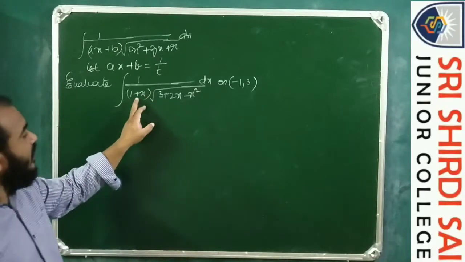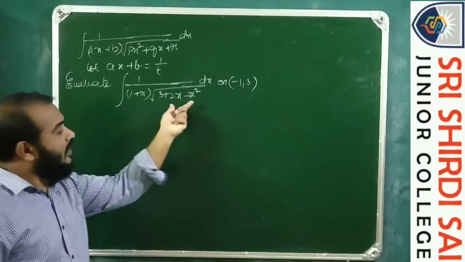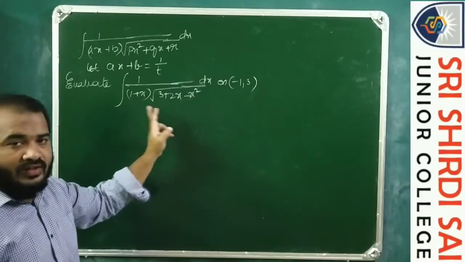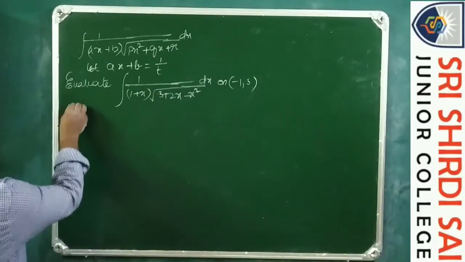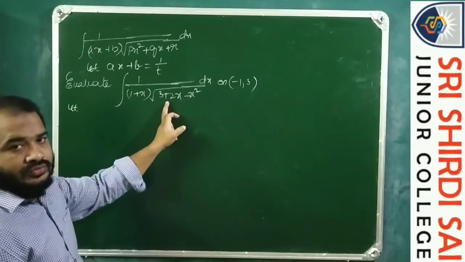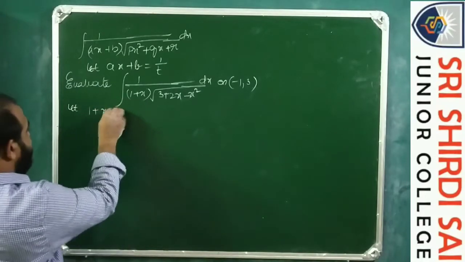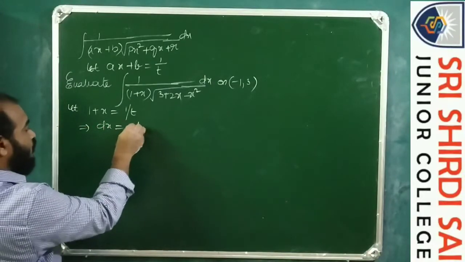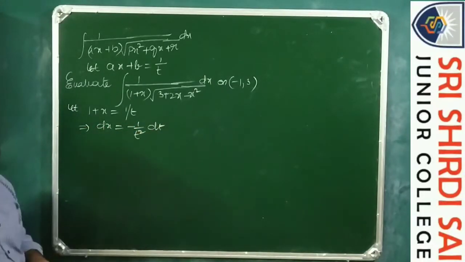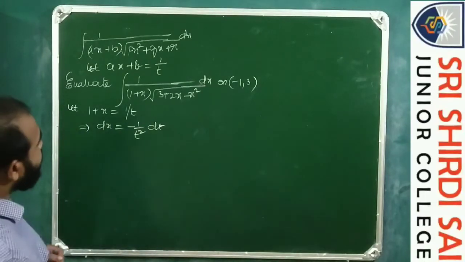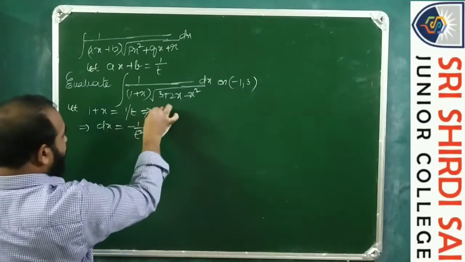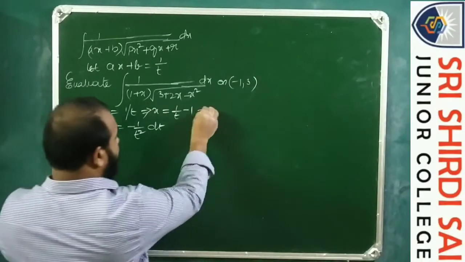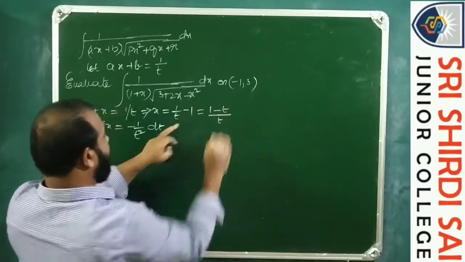So here it is clearly the combination of linear as well as quadratic, and their positions are in the denominator. So what is the linear expression among these two? 1 plus x. So let 1 plus x equal 1 by t. Differentiating, dx is equal to minus 1 by t square dt. From this, x is equal to 1 by t minus 1, so this is (1 minus t) by t.